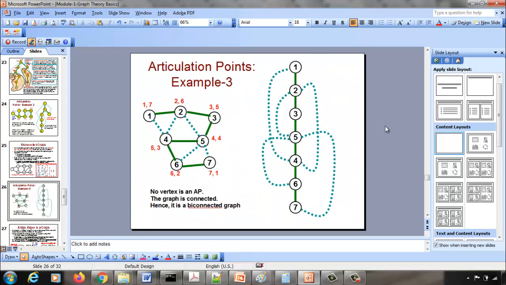Okay, so I have another example. You can run depth first search on this graph and you will notice that it's also a biconnected graph, no articulation points.